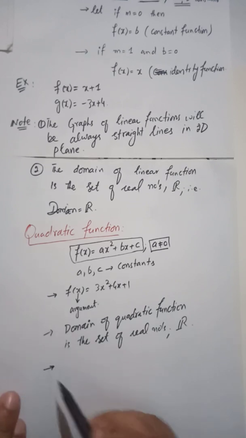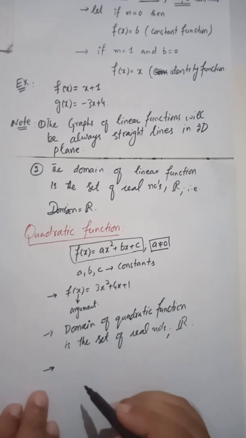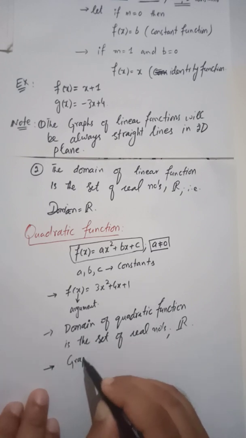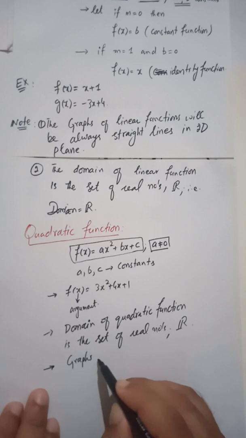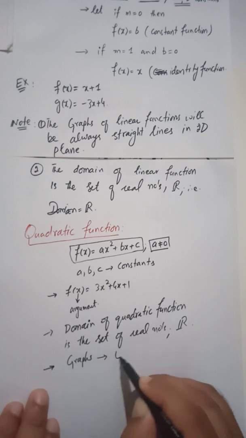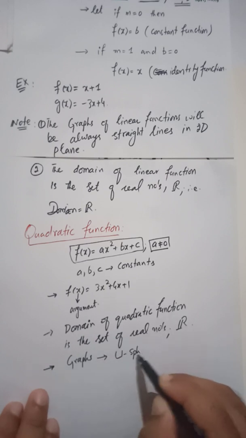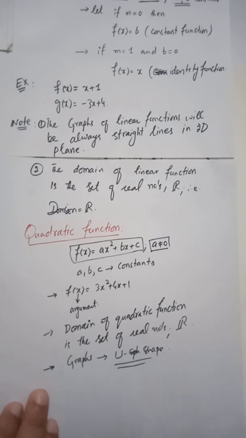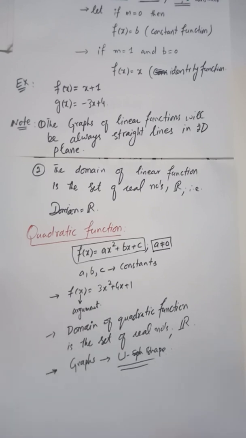Remember, the graph of the quadratic functions is always in U shape. Graphs of quadratic functions is always in U shape. So you also remember this point. So this is the quadratic function.